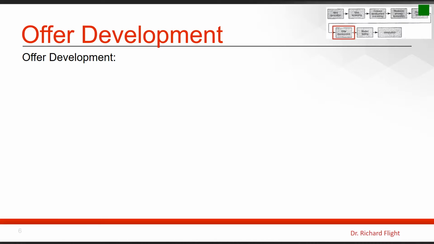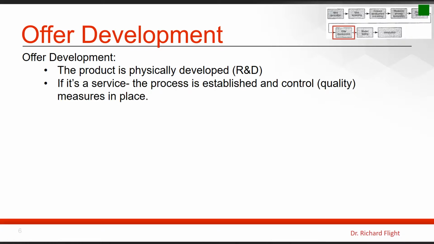If it's a service, then we need to get the process steps down, and we need to have raw materials available and things like that. So the offer development or the product development is the physical development, the research and development aspect of the product.